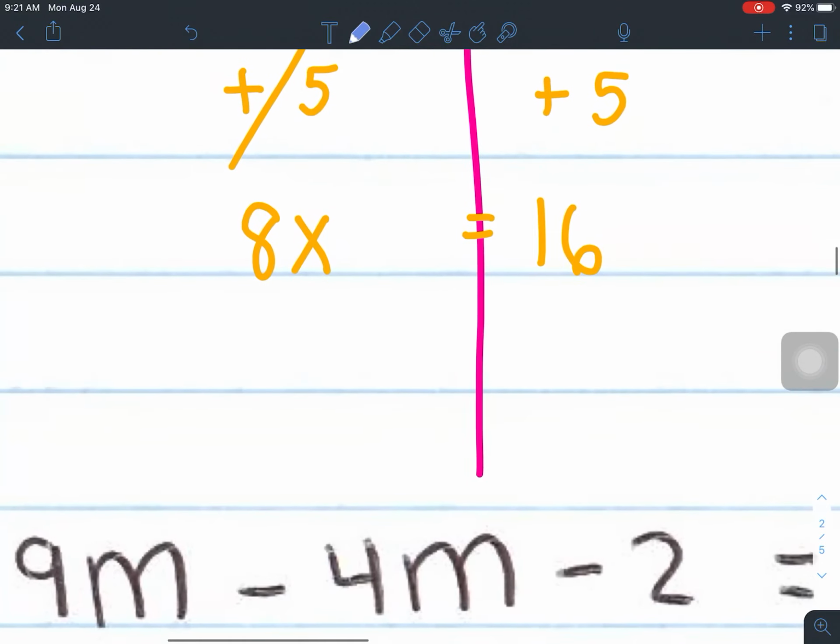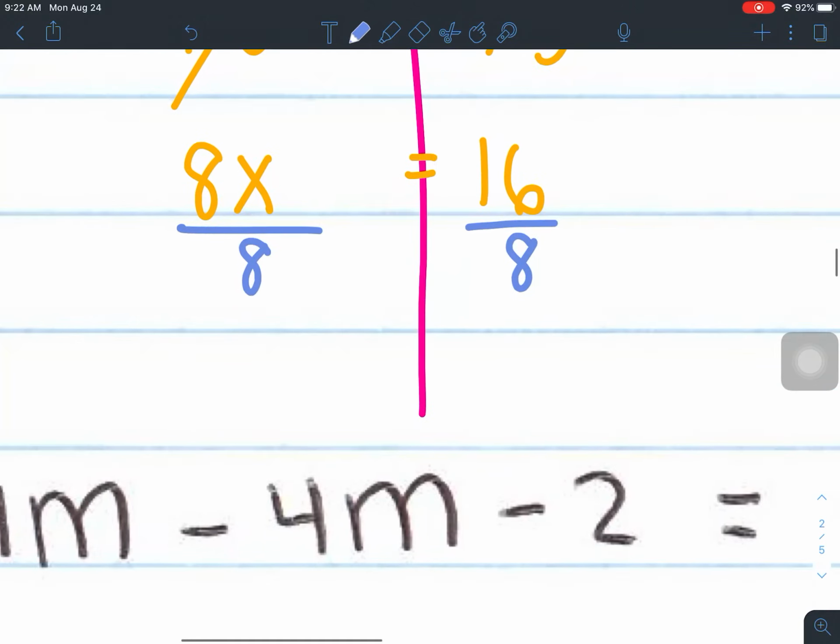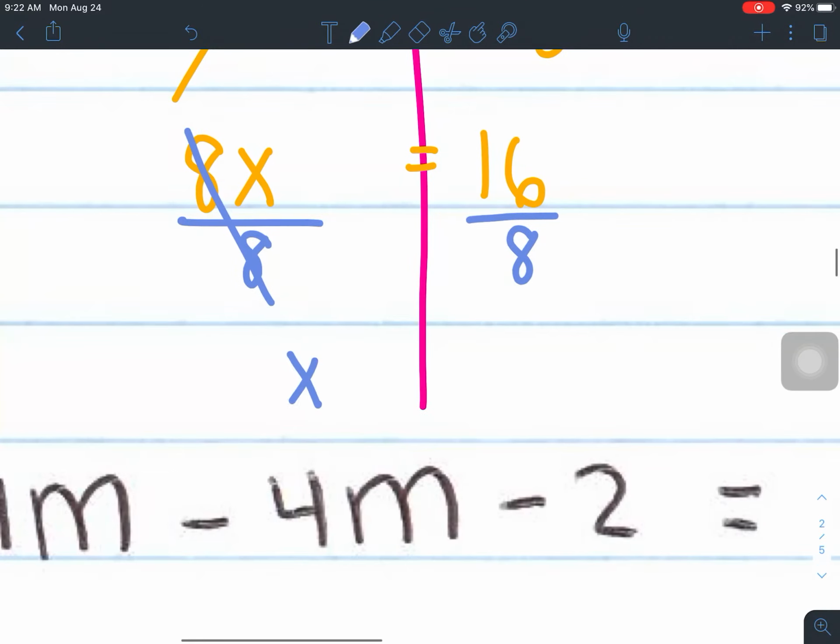So now what do I do? Well, 8 is connected to x by the operation of multiplication. Because they're being multiplied and I want to get rid of it, I will do the inverse or the opposite and divide. So I would actually divide by 8 here on both sides. Again, both sides is a key word. 8 divided by 8 cancels. I get 1 technically. So x equals 16 divided by 8, which is 2.